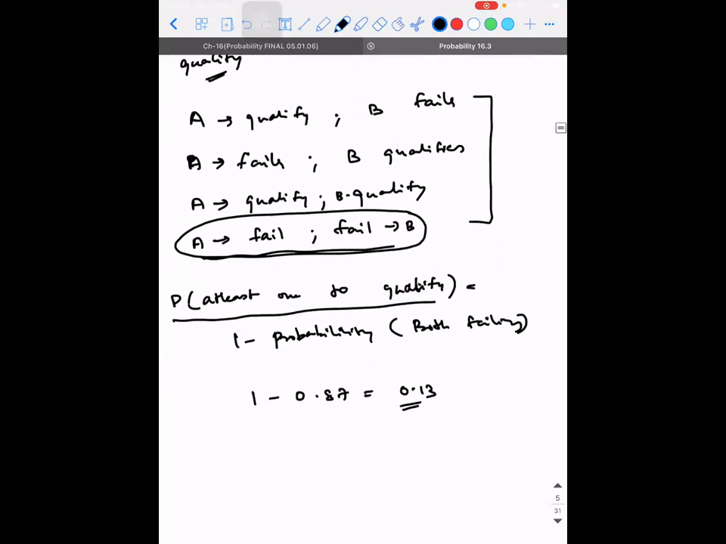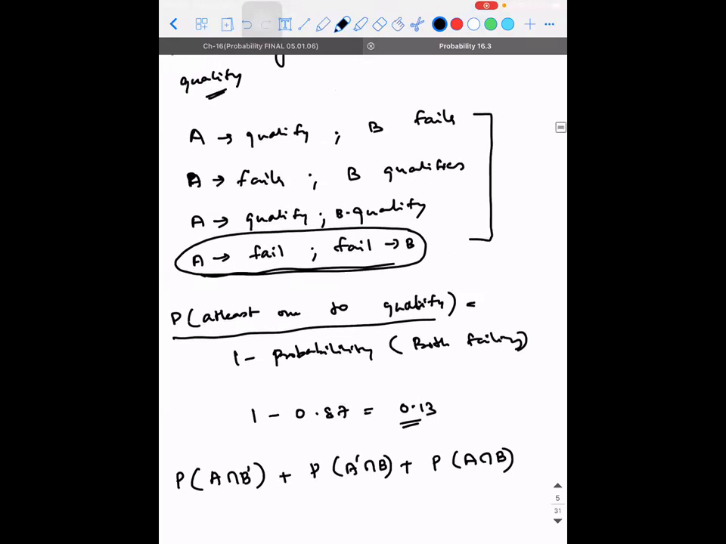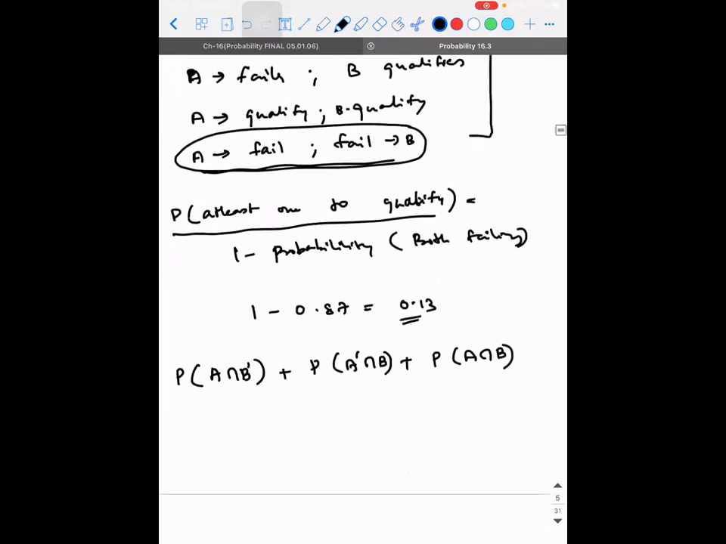Or else, if you want to do it the other way, like someone was trying to tell me, the meaning of that is probability of A intersection B dash plus probability of A dash intersection B plus probability of A intersection B. This is what we need to find. But here, unfortunately, we don't know what will happen for A intersection B dash or A dash intersection B. We know only the probability of A intersection B, which is 0.02. So the meaning of this is also the same. Is there any confusion? Is it clear?